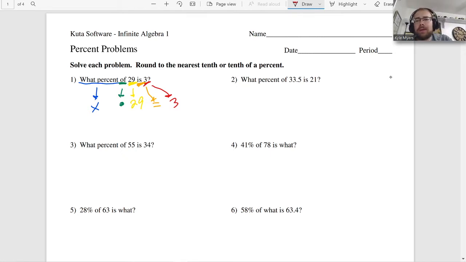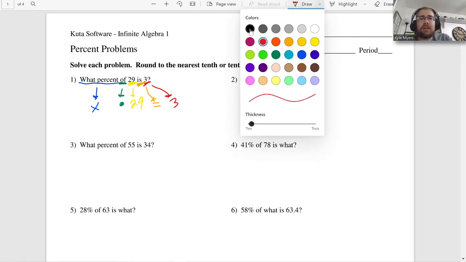You look for the what percent, that's X, or whatever letter you want to use. Of means multiply. The numbers mean the numbers. And is means equals. That's it. The only difference in all of these questions is that some of them are going to be in a different order than others. So let's go ahead and look at this.